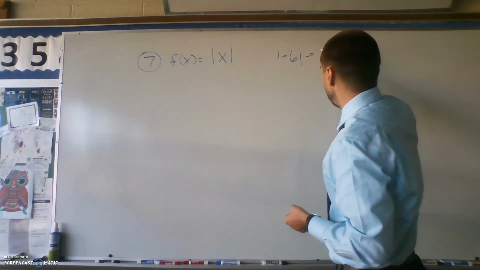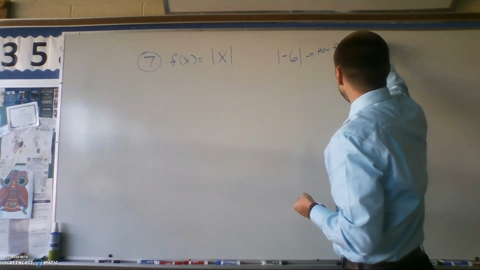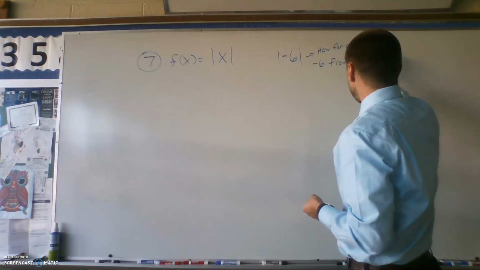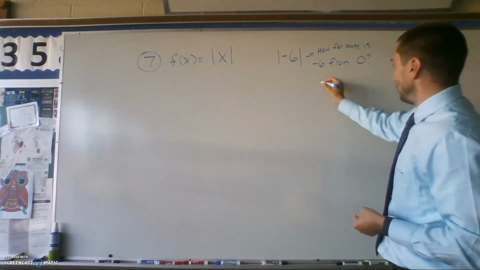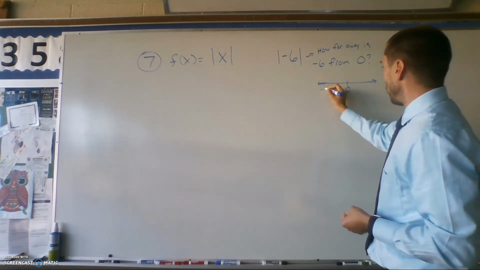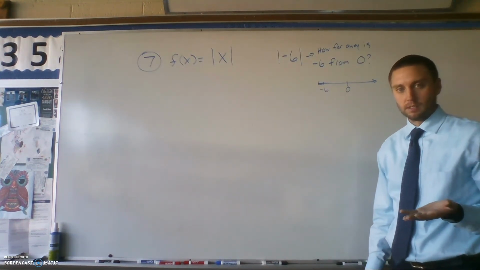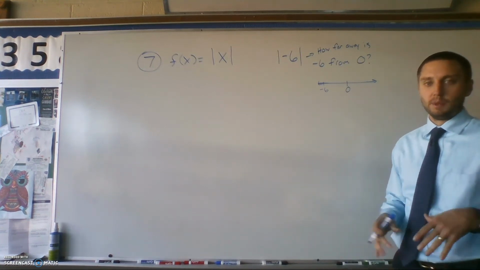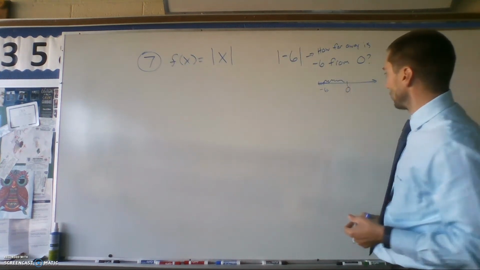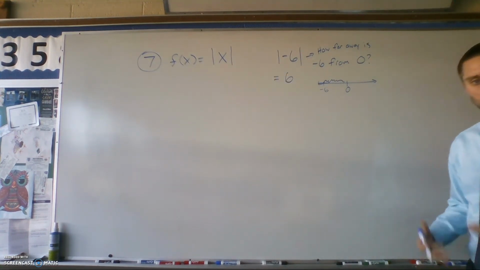So this actually means how far away is -6 from 0. So really what absolute value is answering is, if I have a number line and here's 0 on the number line, how far away is the number -6 from the number 0? That's what that means. And distance can never be negative. Distance can only be positive. So in this case, -6 would be 6 units away. So that's why the absolute value of -6 is equal to 6.